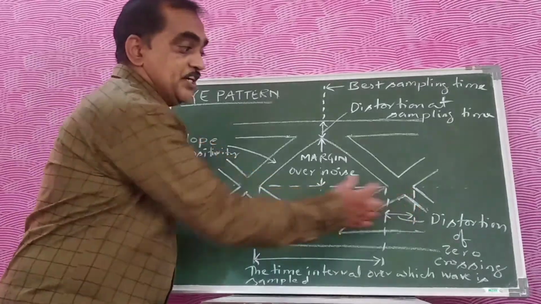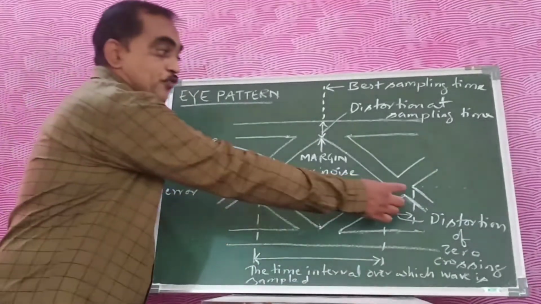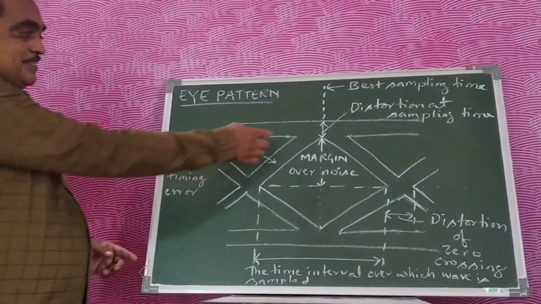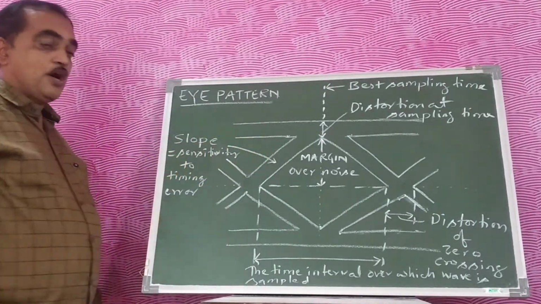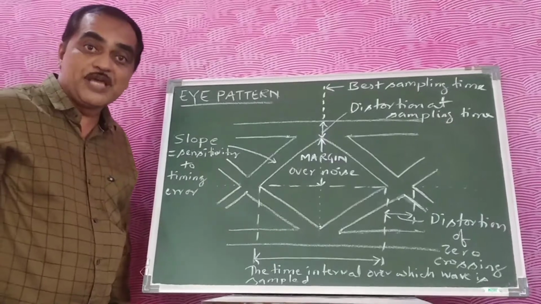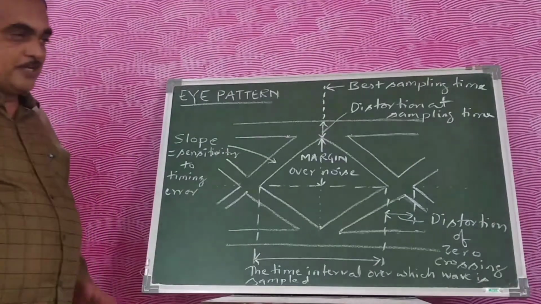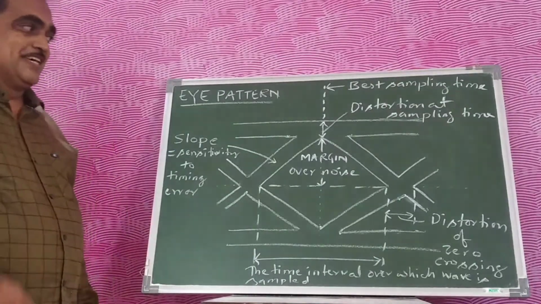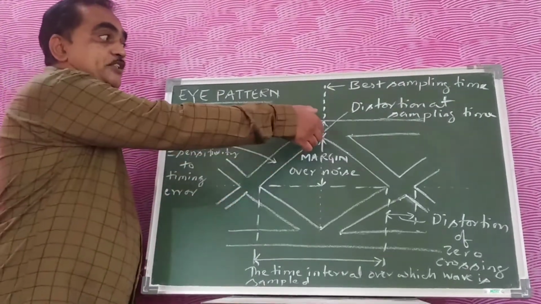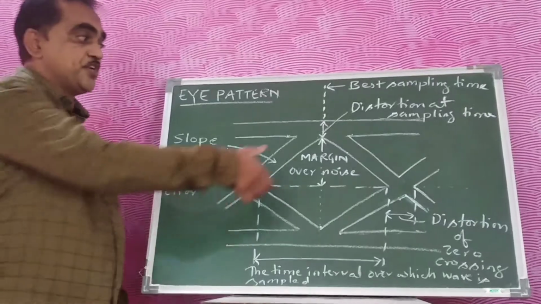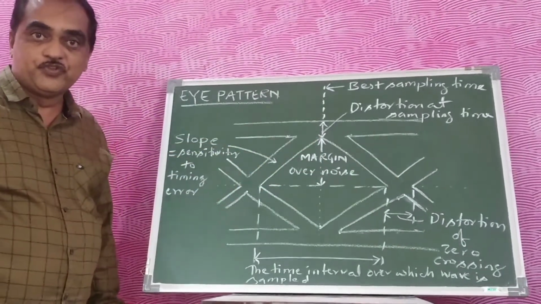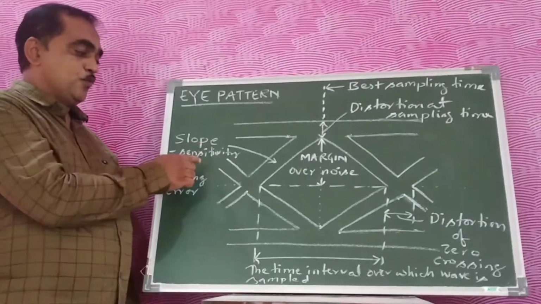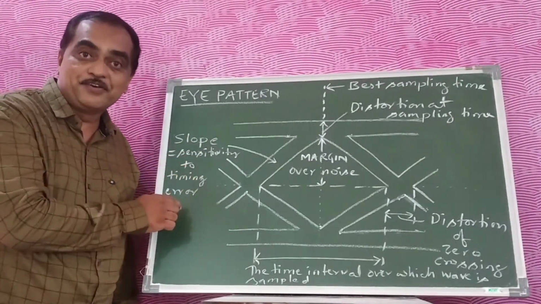Here you can study the distortion of 0. It is not crossing the 0 line exactly at the sampling time. And this you can study as the slope, which will give you the sensitivity to timing error. Now if the eye is open, when it is open widest, you can study the distortion at sampling time and the margin over noise. When the eye is closed, you can study the slope, which will give you the sensitivity to timing error.